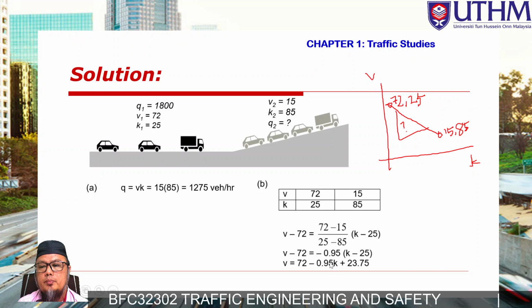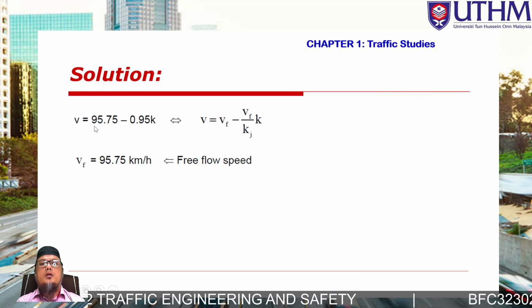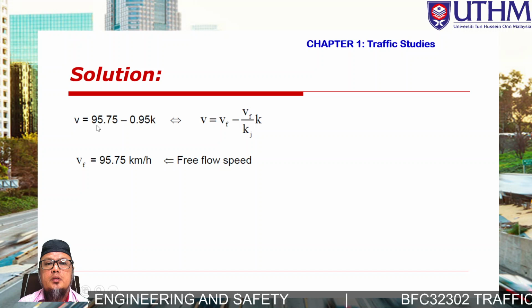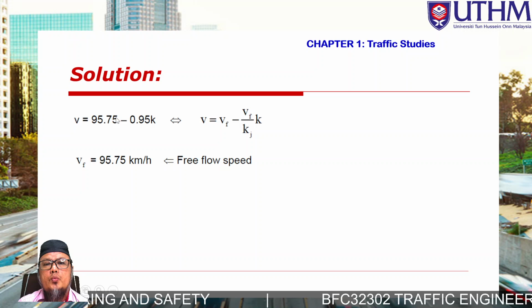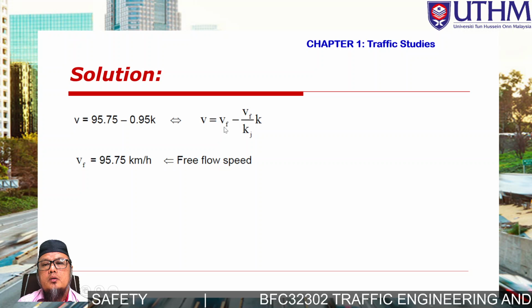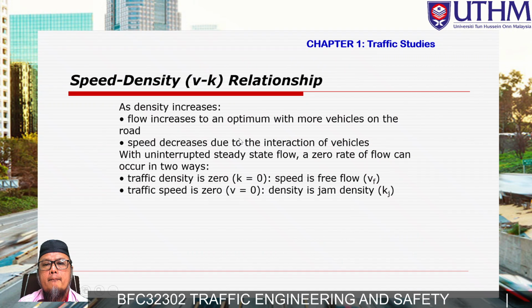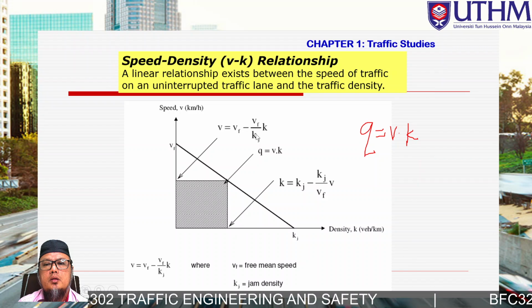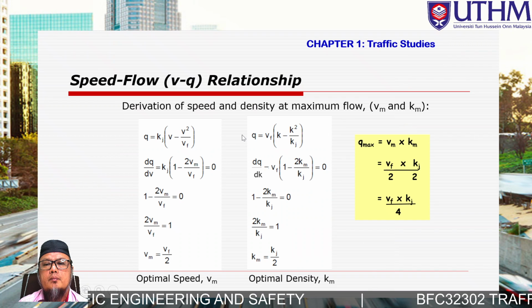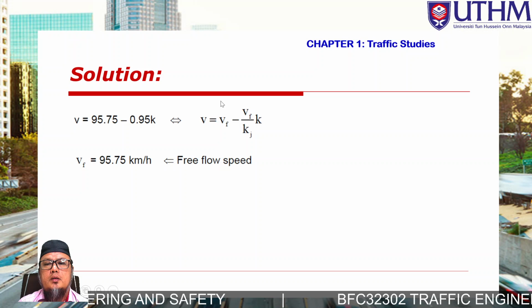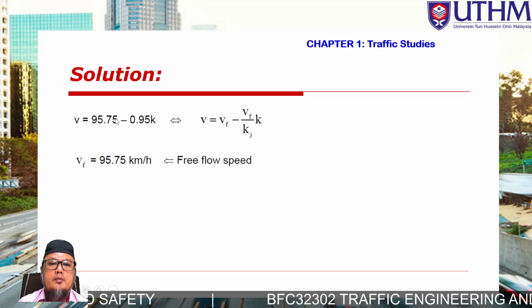So what do we use this gradient for? We will use it later. Okay, now we have this function that represents the equation to determine speed. We know the formula to determine V, so the input of free flow speed, if we go back to the basics, to look at the basics again. V here is determined by this function. The same applies here. Okay, now we have 95.75 minus 0.95K.